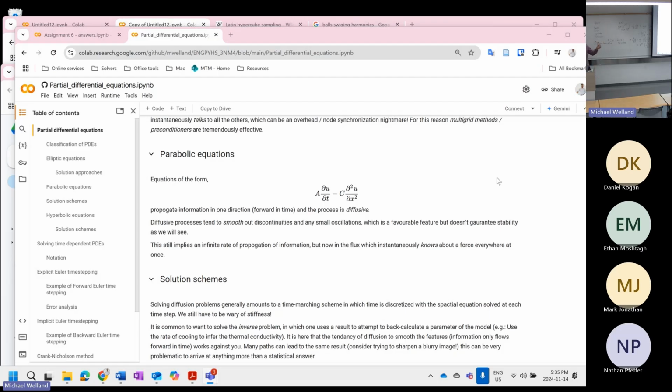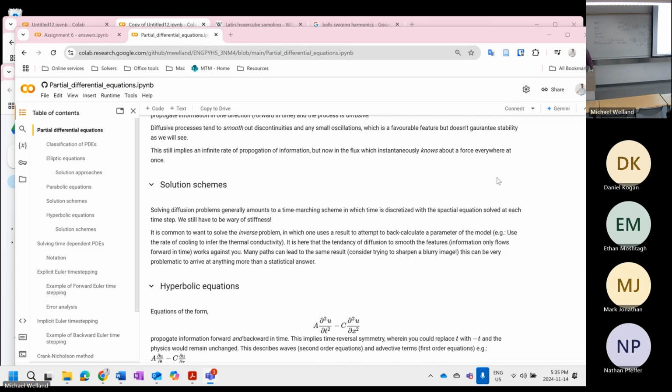Let's see. It's not actually important, the infinite rate of propagation. All this is to be contrasted with wave equations, which are basically acceleration, right? So acceleration is actually the world that we live in. This is actually technically an approximation of it.